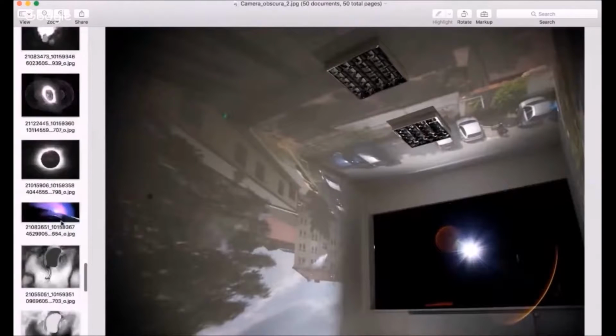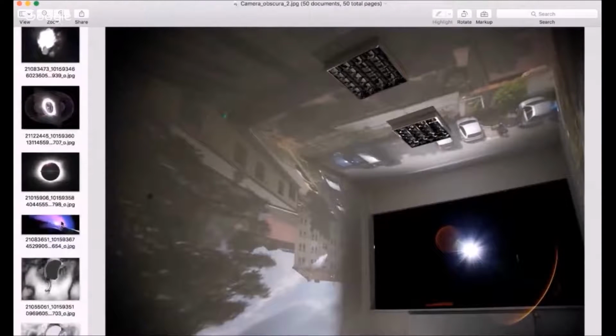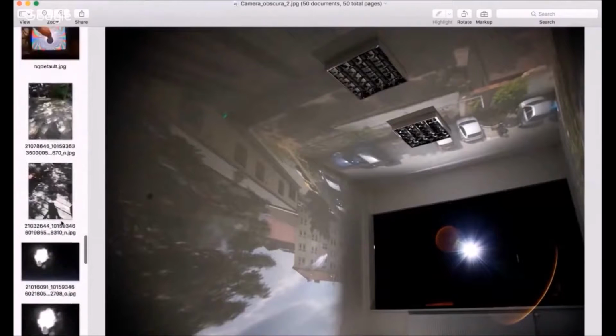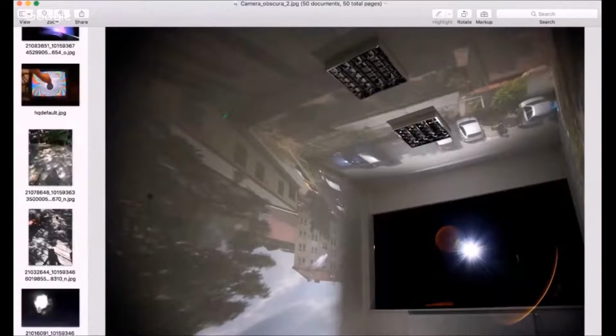Is this only happening at the eclipse, or do those pictures with the shadows of the moon happen at any time, or is this just in the eclipse? This is just during the eclipse.